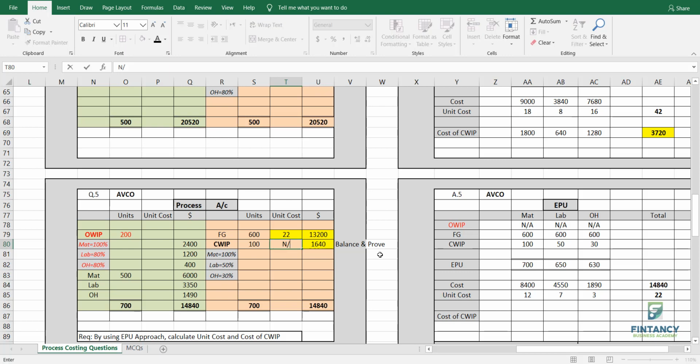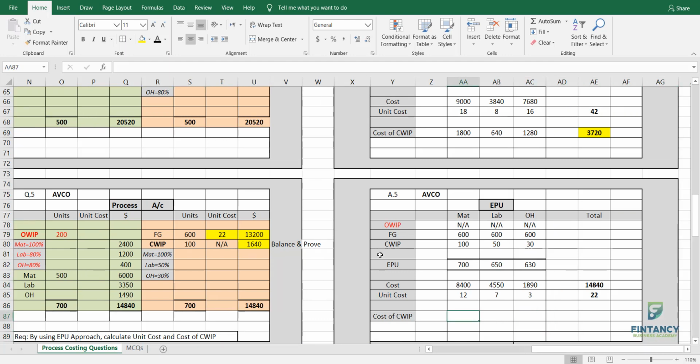Remember, this is not applicable here. Don't write cost here, because as I said, the closing work in progress has a unit cost, but individually, not in totality. Okay, total is only for finished goods. Then we will come here and we will say, okay, how much is my closing work in progress? This into the unit cost, right? Same you will do for all three, and then you can total it. See, magic will happen. Okay, what is the magic? It's matching, right? 1640 with 1640. It means no mistake.